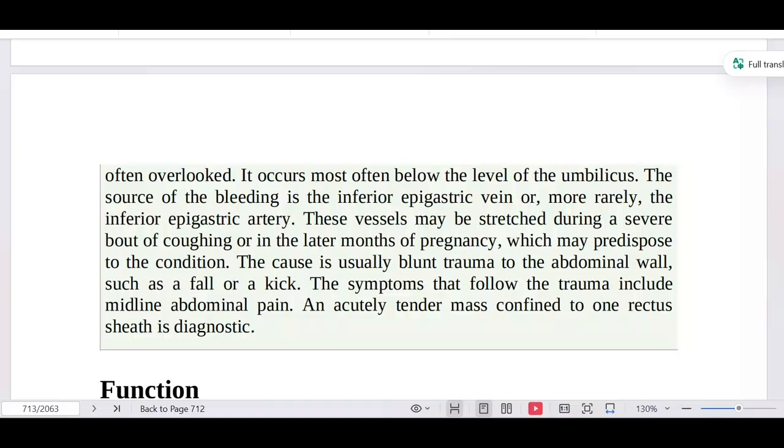The symptoms that follow the trauma can include midline abdominal pain, specifically below the level of the umbilicus. You can make the diagnosis by seeing a firm, tender mass that is confined to one side of the rectus sheath but is not present on the other side. That is usually diagnostic of rectus sheath hematoma.